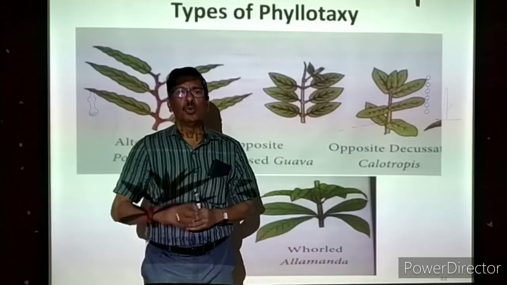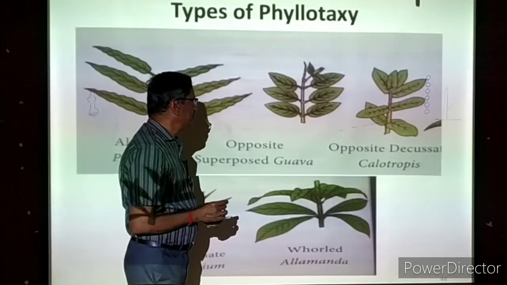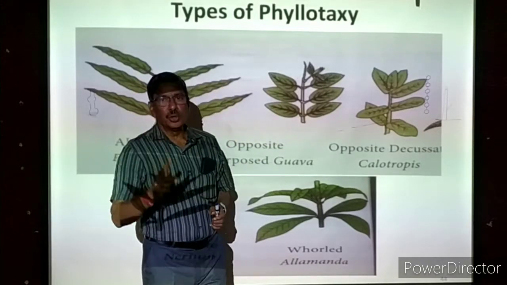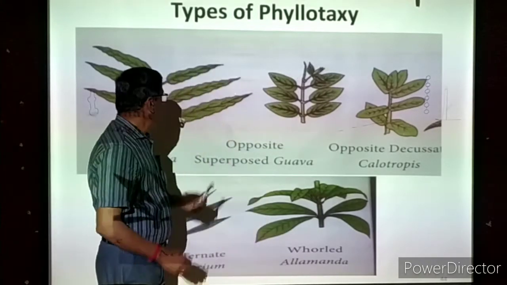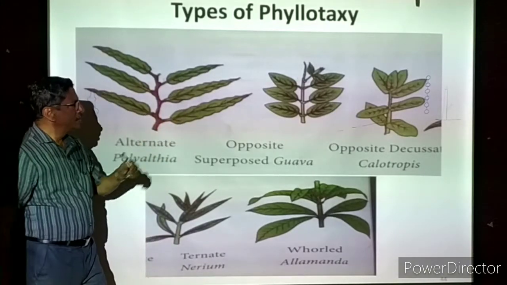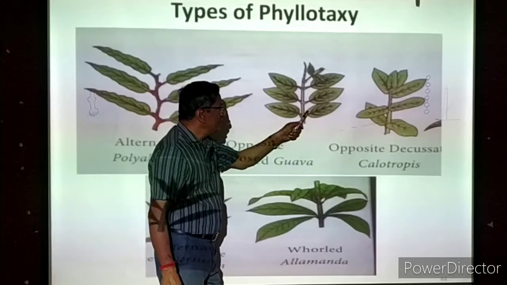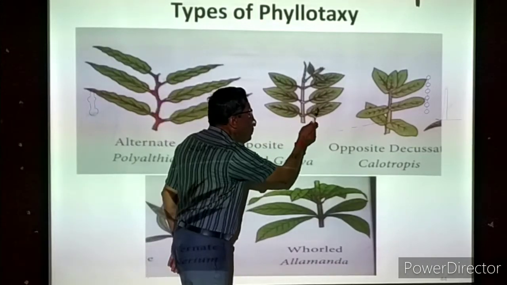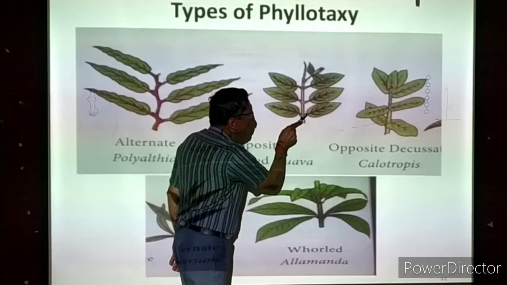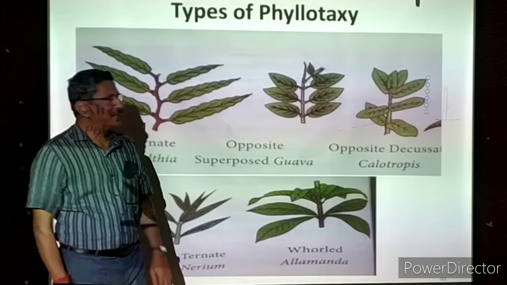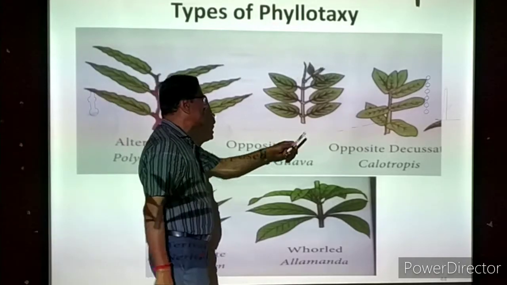Now, I am going to give one condition for opposite phyllotaxy. Here also the stem is there. One node you are taking. Each node is bearing two leaves. But in the previous one, alternate phyllotaxy, one node is bearing only one leaf. But here, if you take one node, it is having two leaves. The two leaves are arranged opposite to each other. If one leaf is facing this direction, the other leaf will be facing the opposite direction. That is called opposite phyllotaxy.